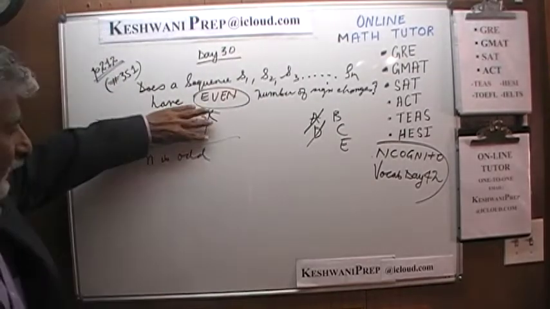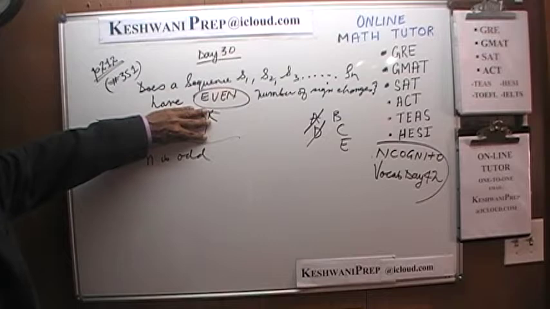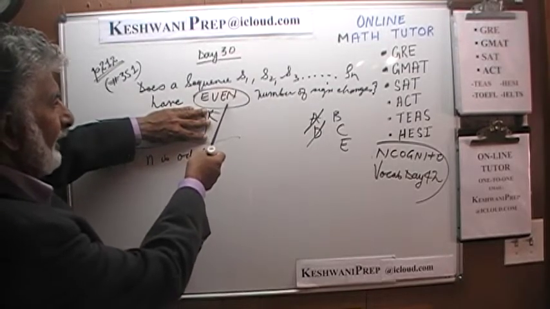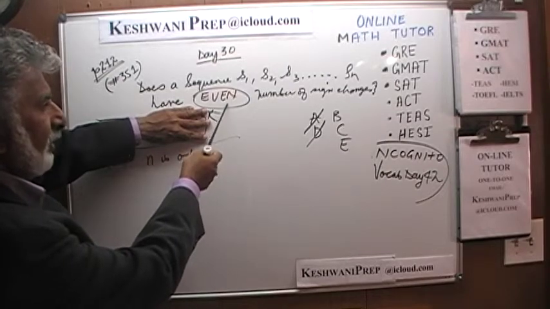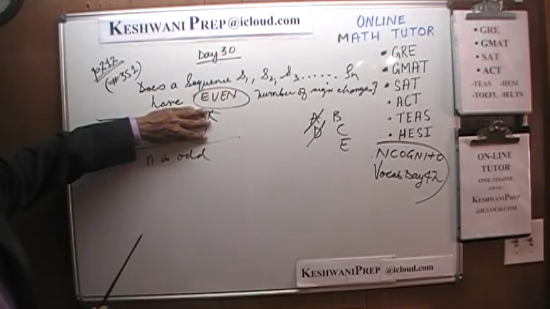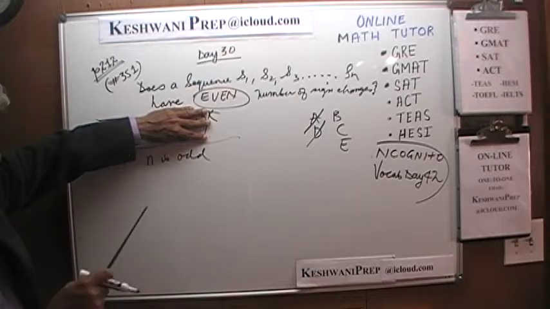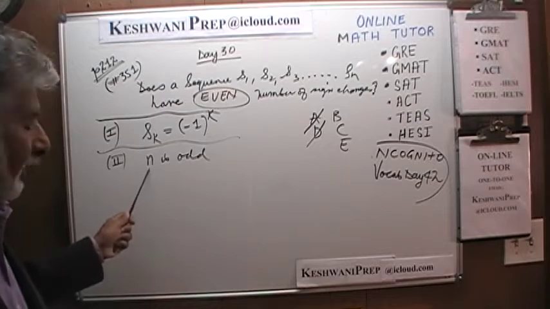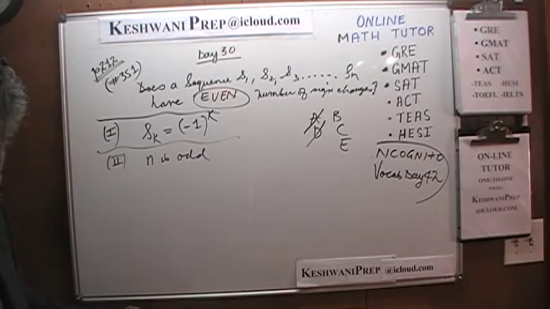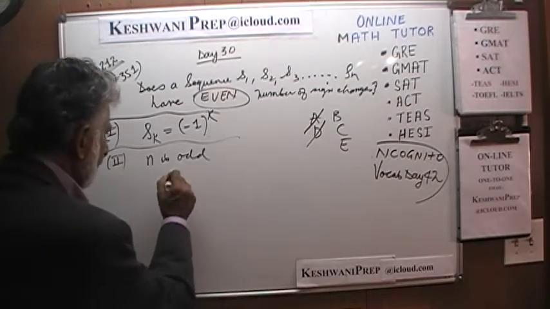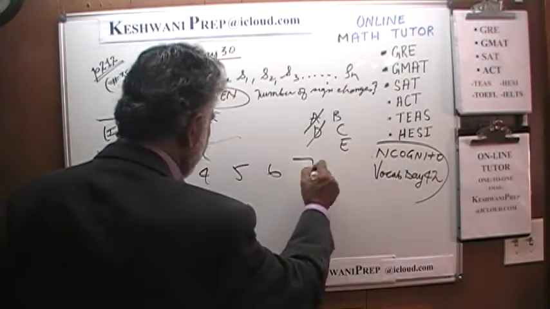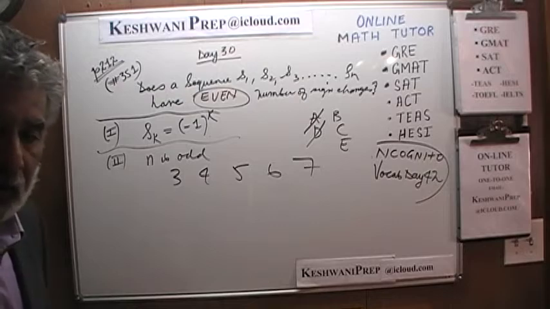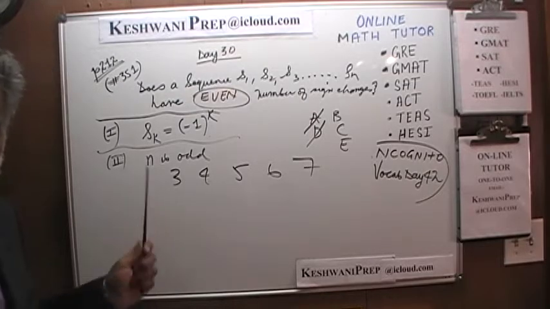Now, remember, we have to ignore the first statement completely. We do not know this at all. All we know is that we have a sequence, and they're looking to see if we have an even number of sign changes or not. We know nothing about what the actual sequence is. At this point, all we know is that we have an odd number of terms. For example, 3, 4, 5, 6, and 7, that's an odd number of terms. There are 5 terms here. But we know nothing at all about this sequence.